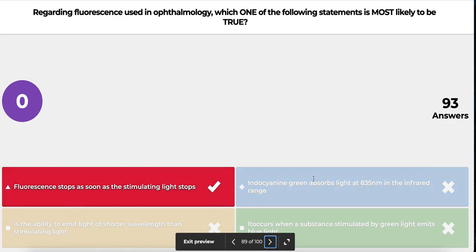The indocyanine green absorbs the light of 805 nanometer in the infrared range and emits 835 nanometer. So this is the emitted light, not the absorbed light. Fluorescence is the ability to emit light of longer wavelength than the stimulating light, and it occurs when substances are stimulated by the blue light and emit green light.